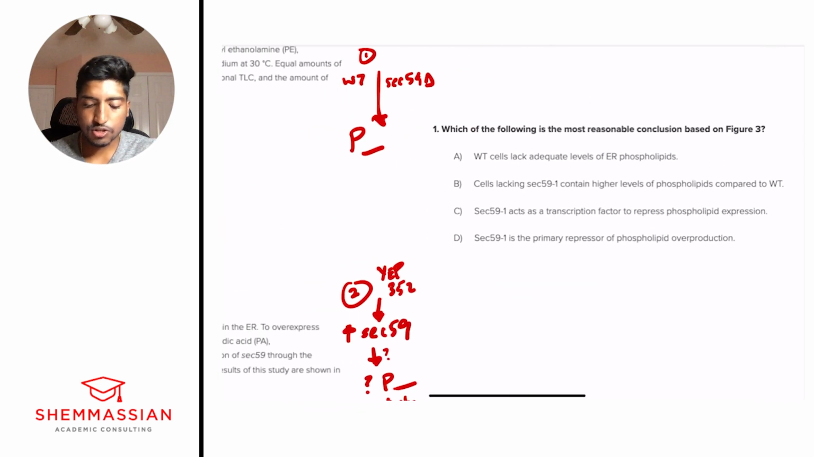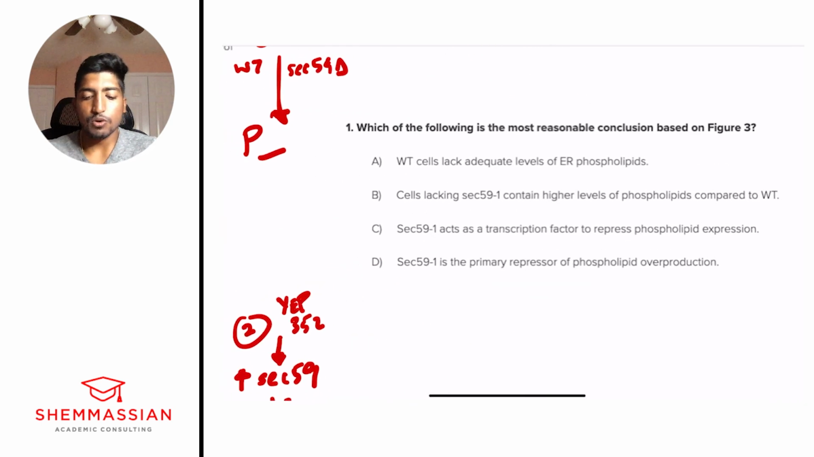So right away, let's go number 1. Which of the following is the most reasonable conclusion based on figure 3? A, wild-type cells lack adequate levels of ER phospholipids. B, cells lacking SEC59-1 contain higher levels of phospholipids compared to wild-type. C, SEC59-1 acts as a transcription factor to repress phospholipid expression. D, SEC59 is the primary repressor of phospholipid overproduction.